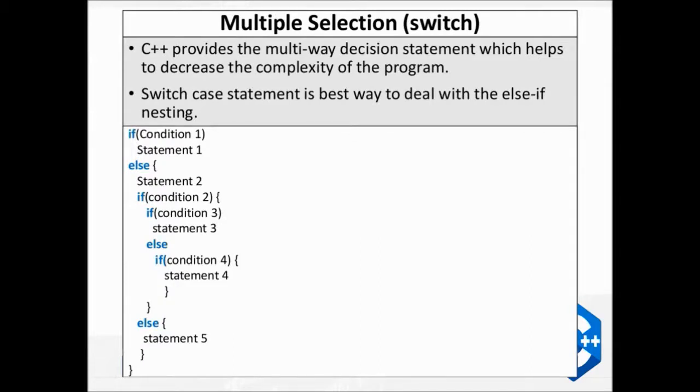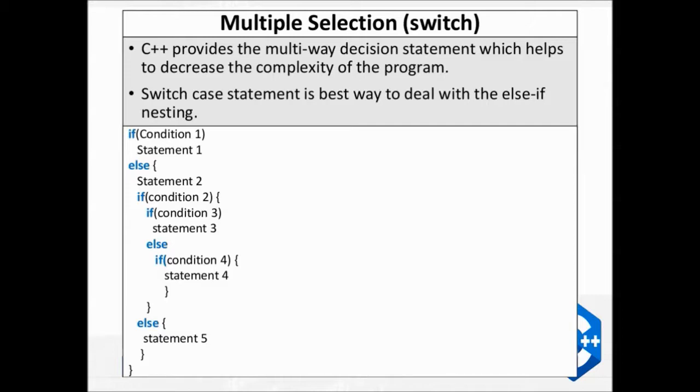C++ provides the multi-way decision statement, which helps to decrease the complexity of the program. The switch case statement is the best way to deal with else-if nesting conditions.